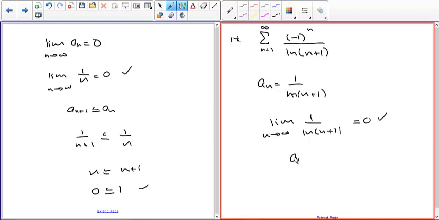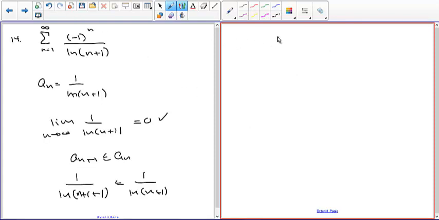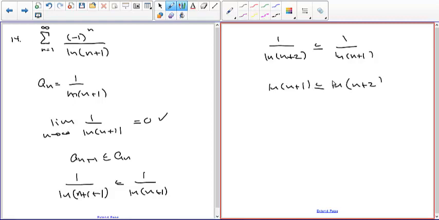The other requirement is that a sub n plus 1 is always less than a sub n. So let's plug it in and see what we get. 1 over the natural log of n plus 1 plus 1. Is that less than or equal to 1 over the natural log of n plus 1? So that's 1 over the natural log of n plus 2. Is that less than 1 over the natural log of n plus 1? So cross multiply: is the natural log of n plus 1 less than or equal to the natural log of n plus 2?